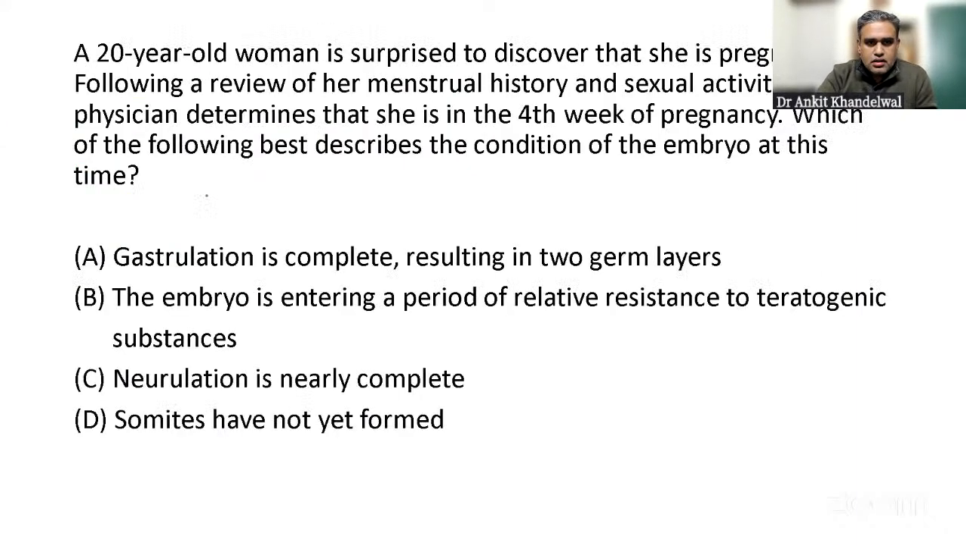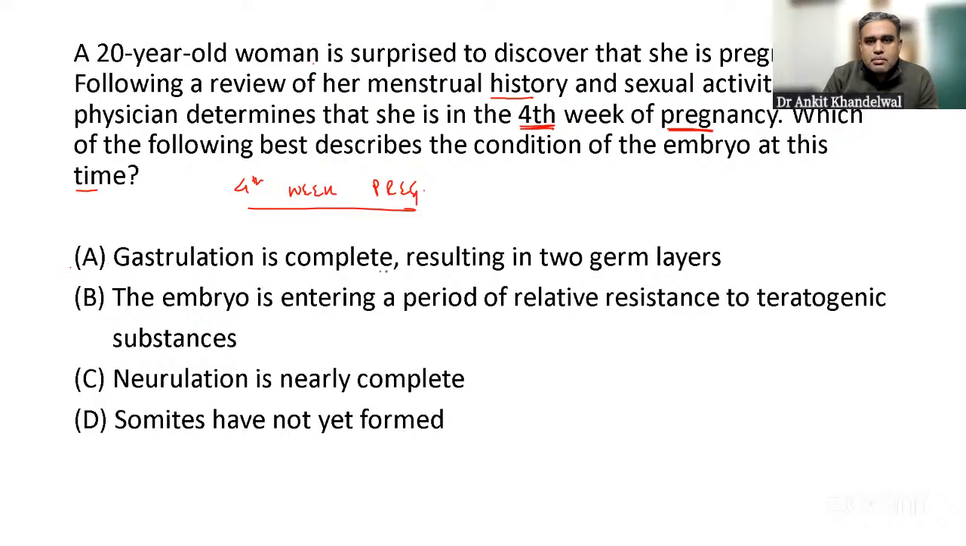Okay. One more question. Then we'll come to our next topic, that is the heart development. A 20-year-old woman is surprised to discover that she is pregnant. Following a review of her menstrual history and sexual activity, her physician determines that she is in the 4th week of the pregnancy. Sometimes pregnancy misses periods, periods are up and down, so a female might miss them. Which of the following best describes the condition of the embryo at this time? So basically, out of the four options, what best determines the 4th week of pregnancy is what the question is actually asking you guys. Let us see.